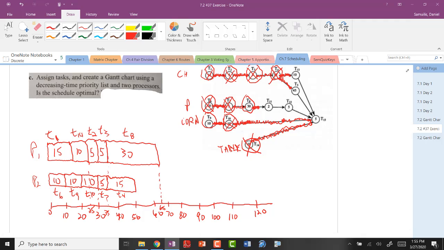So T4 is done. Processor 2 is open as T8 is being worked on by processor 1. So processor 2 is open. I don't know if I said that right. And it's the decreasing priority list. These are both open, by the way. Nothing else is open because this is in action. This is not finished yet. So I'm going to assign the 45-minute thing. Okay, so 45 minutes. 50, that goes to 95.